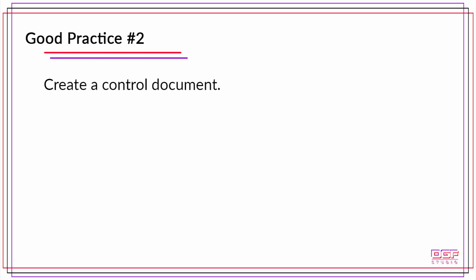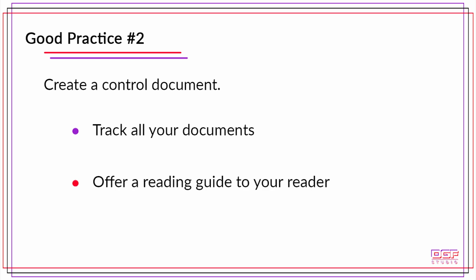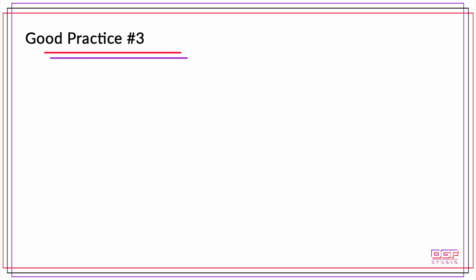Good practice number 2, create a control document. The control document, which you can also call the documentation hub, is a single spreadsheet or database that we will use to organize and track every single one of the documents in the GDD. This allows you to track all your documents in one place and offer a reading guide to your reader. Organizing the information in this way allows readers to understand where to begin and the overall theme of each document. We talked about organizing our design docs, so tracking them in one place is a great practice to achieve this objective.